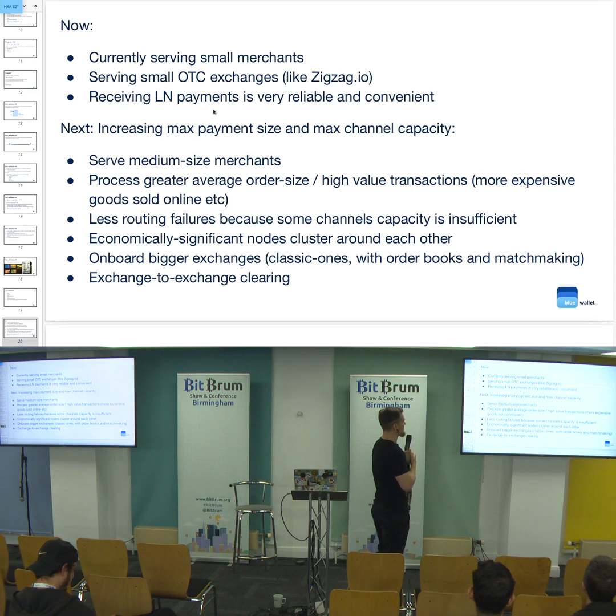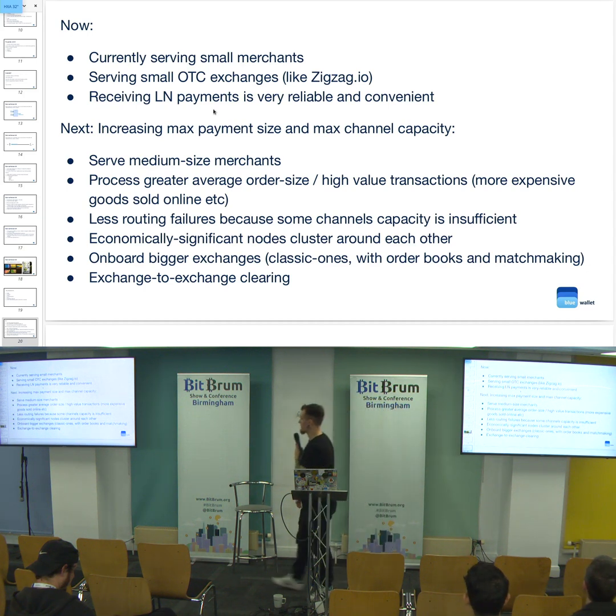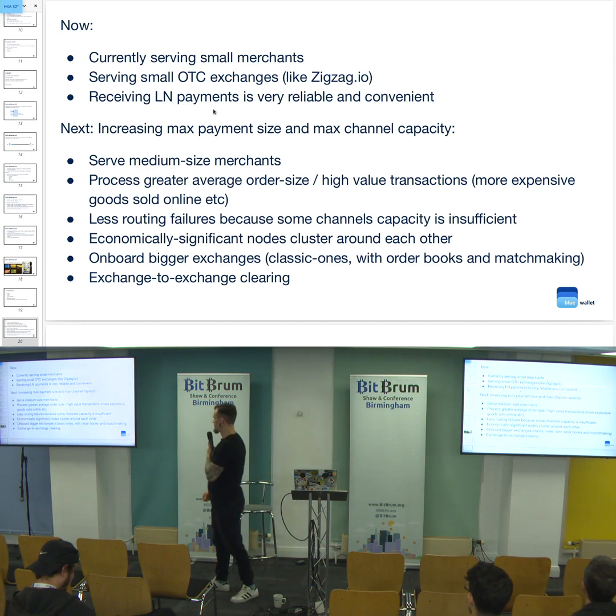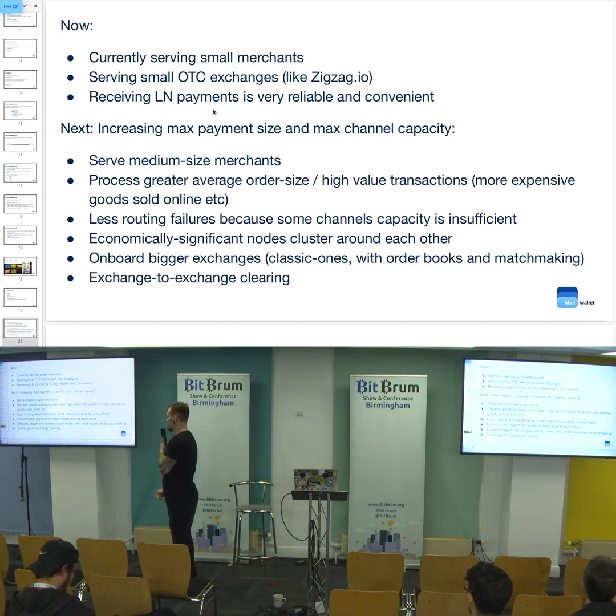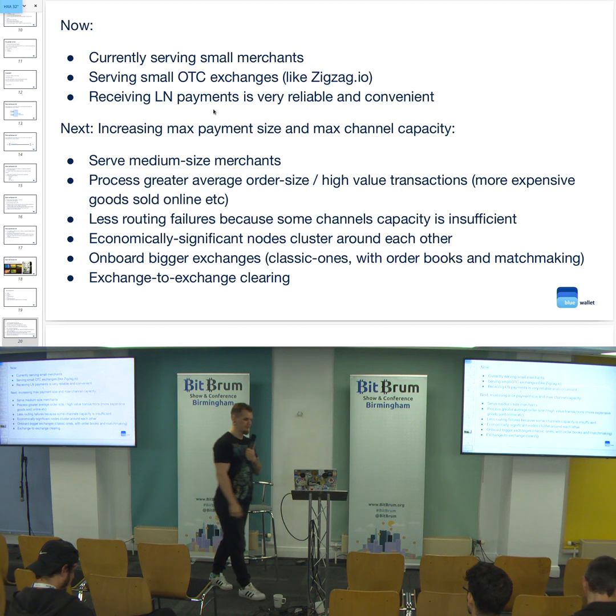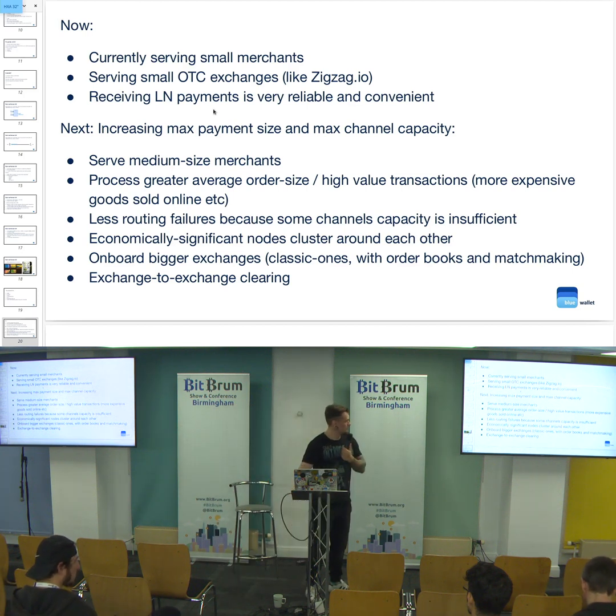So what I expect next is that anytime soon, channel limits will be lifted, and we'll see medium-sized merchants join the party. We'll see an increase of average order size, and what I'm really looking forward to is onboarding bigger exchanges like Bitstamp, for example. I know for sure they have their research and development department working on Lightning, and BitMEX is experimenting with Lightning. So once limitations are lifted, I think they will join the party, and this will be a game changer, like exchange-to-exchange clearing.